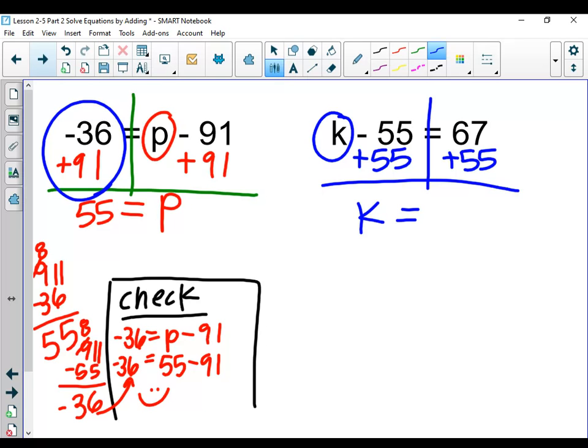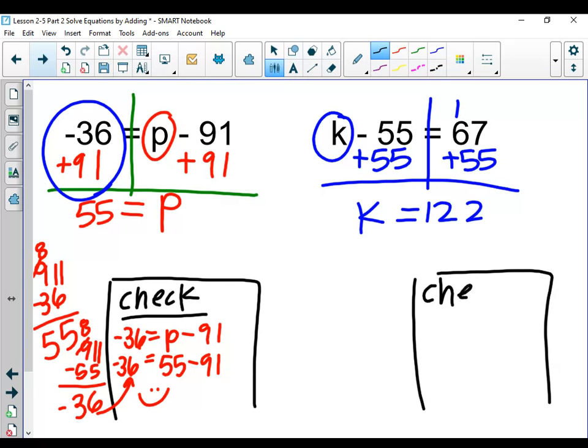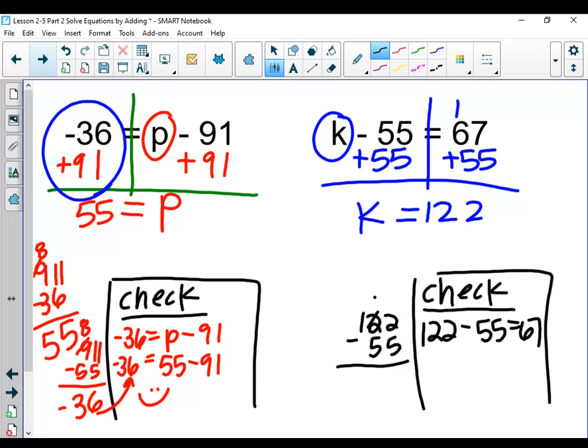These are both positive. I can add like I'm in 2nd grade. Good news. Do not continue without a checkbox. I don't know that 122 minus 55 is equal to 67 unless I actually do the subtraction. Now I know it does equal 67.